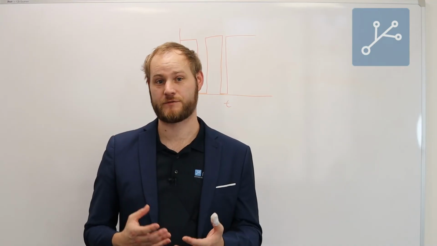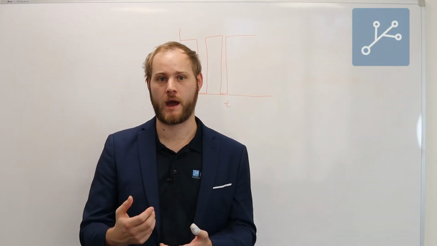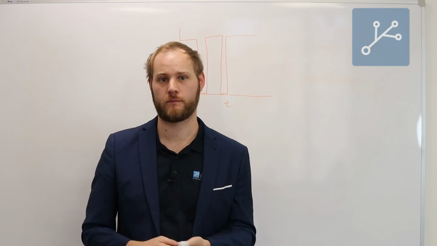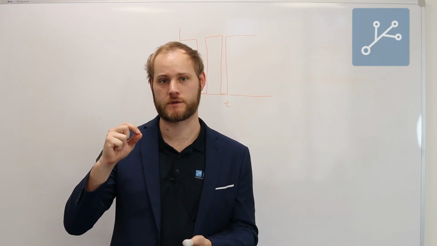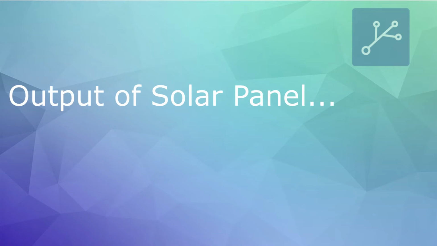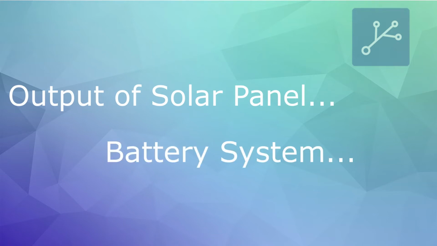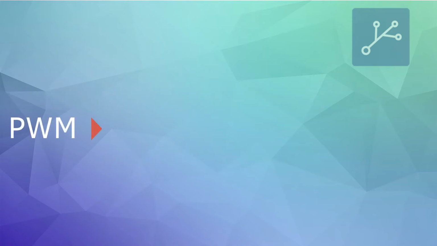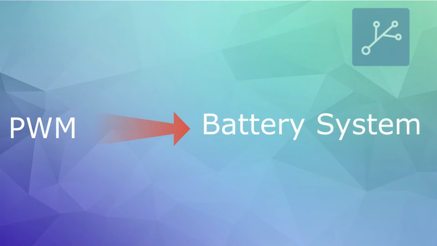PWM actually gains efficiency the closer that solar panel output is to the battery level itself, because you won't be losing as much voltage. On average, however, PWM regulators are only roughly 70% efficient compared to the 95% efficiency you see with MPPT regulators. Again, that depends on the discrepancy between the output from the solar panel and the battery system required. Let's look at an example of applying a PWM regulator to a battery system.